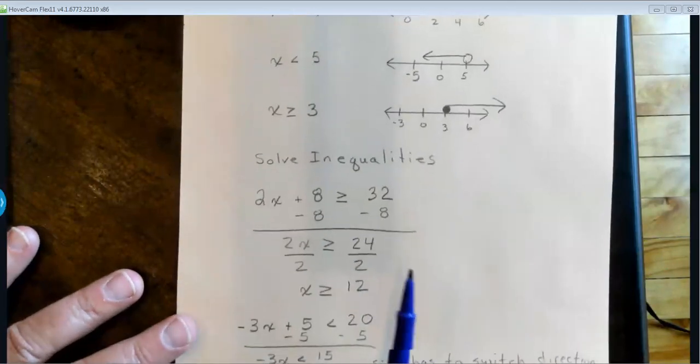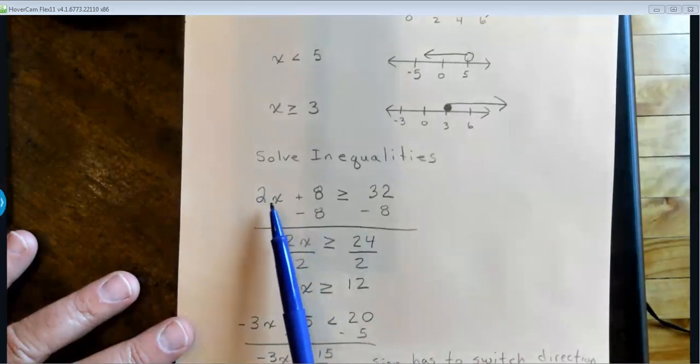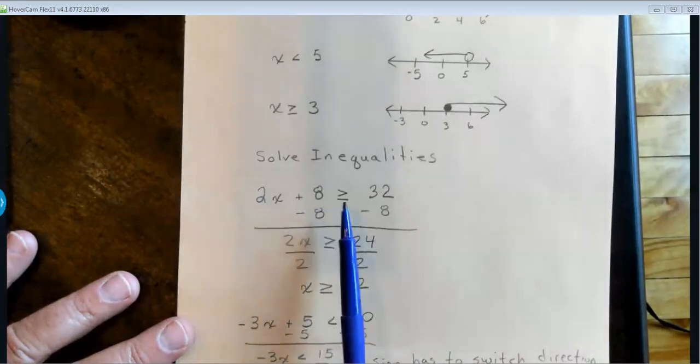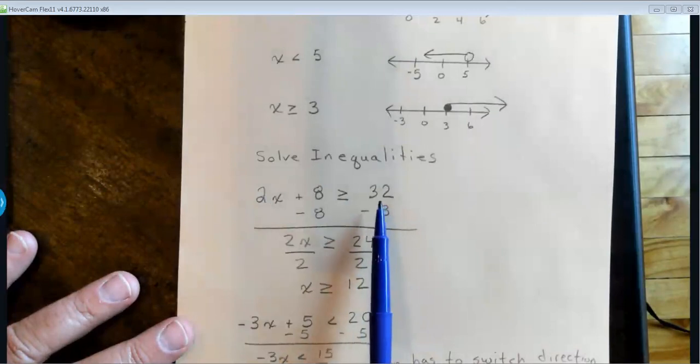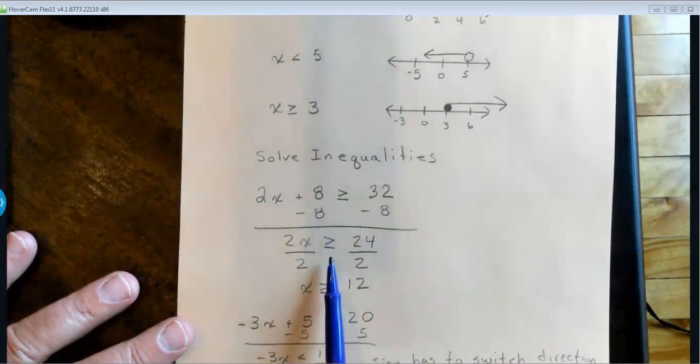When you solve inequalities, you solve them just like you would an equation. Here I have a two-step inequality: 2x plus 8 is greater than or equal to 32. I'm going to subtract 8 from each side, and I'm left with 2x is greater than or equal to 24. I divide each side by 2, and x is greater than or equal to 12.